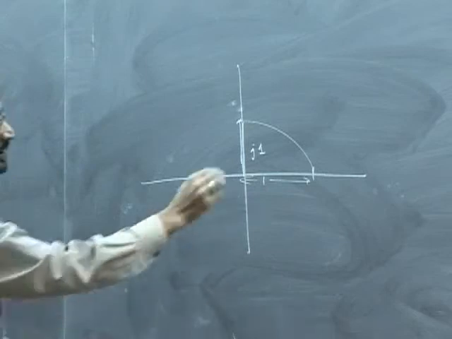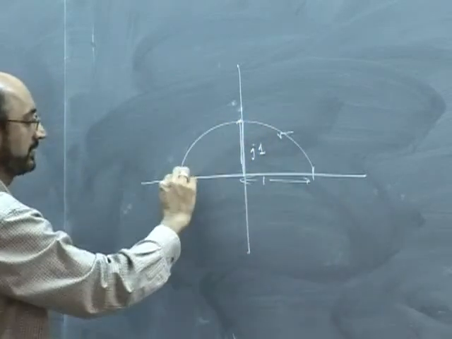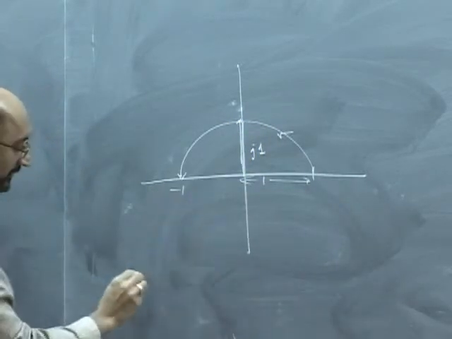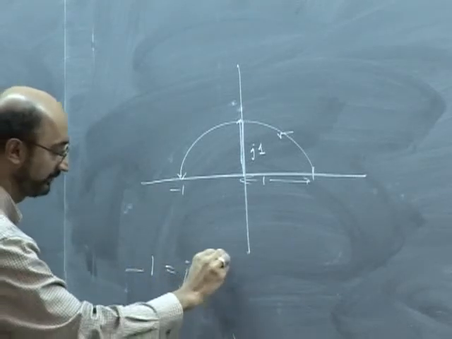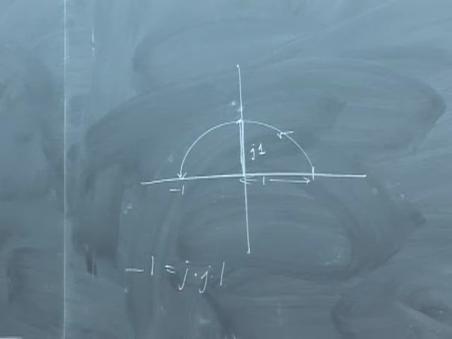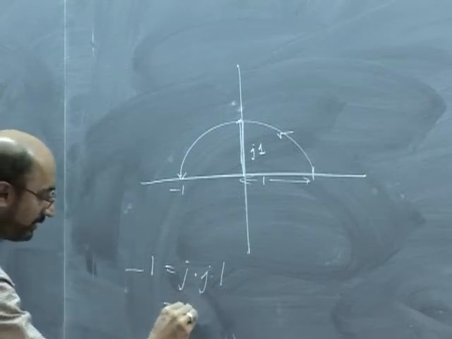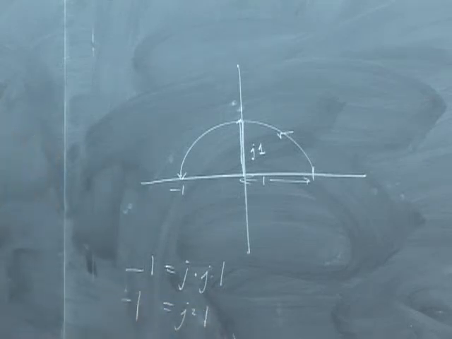What happens if I do one more rotation with the operator again? I'll get -1. So I get -1 equals j times j times 1, and let's say I call that j square 1. Now I'm going to do the funny thing. I'm going to take the square root of an operator.